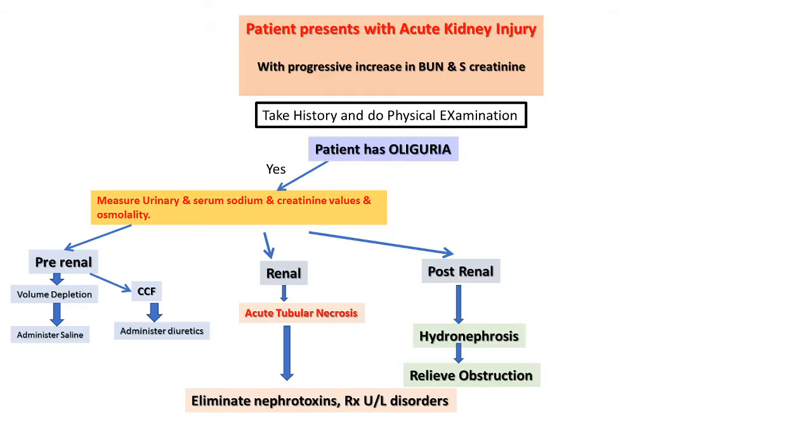So now, as you have seen, it is important to differentiate between pre-renal, renal, and post-renal causes. As you know, pre-renal is because of volume depletion. The treatment also varies. In case of pre-renal, if it is because of volume depletion, you have to administer saline, whereas if it is because of congestive cardiac failure, you administer diuretics. In acute tubular necrosis of the renal causes, you eliminate the underlying nephrotoxins which have given rise to acute tubular necrosis and treat the underlying disorders.